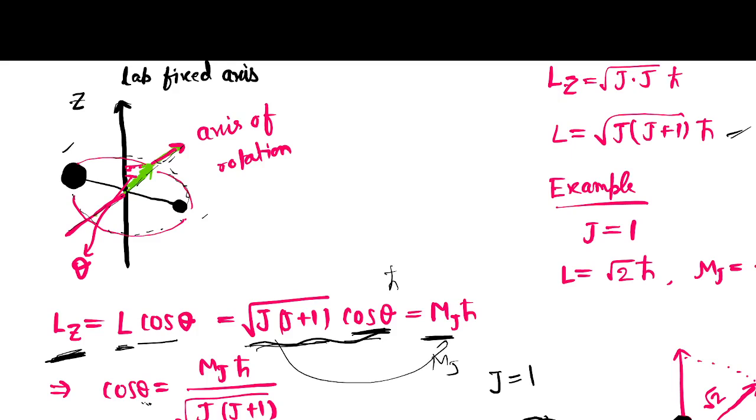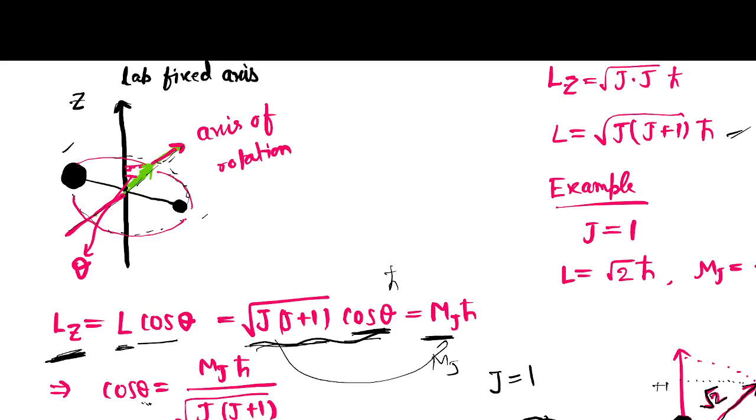Let's say our molecule is here in this axis, and again the angular momentum vector will be perpendicular to the molecular axis. So this is our angular momentum vector, and the magnitude of this vector is under root 2. I already wrote here, but the projection of this vector on the z axis should be plus 1.